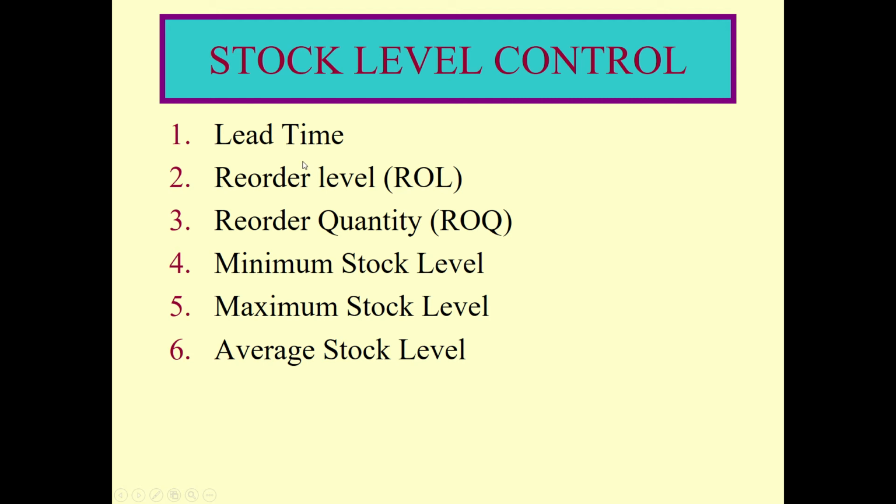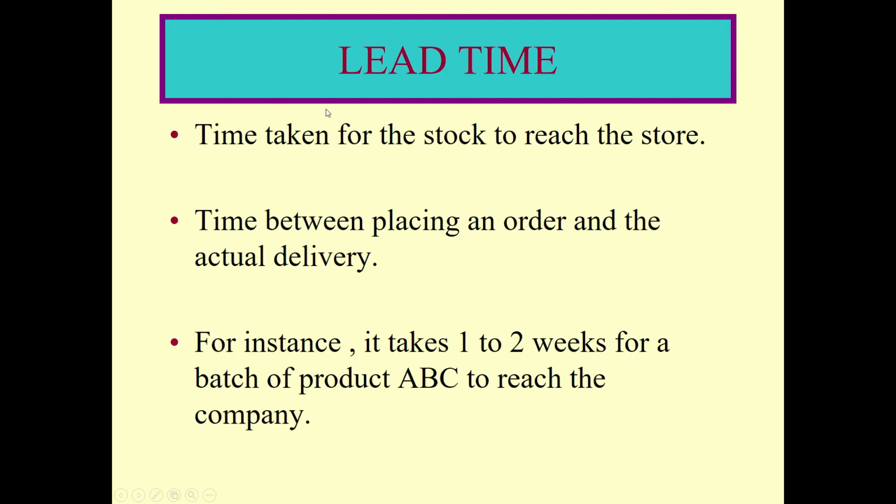Number 1 is lead time. Number 2, reorder level. Number 3, reorder quantity. Number 4, minimum stock level. Number 5, maximum stock level. And number 6, average stock level.